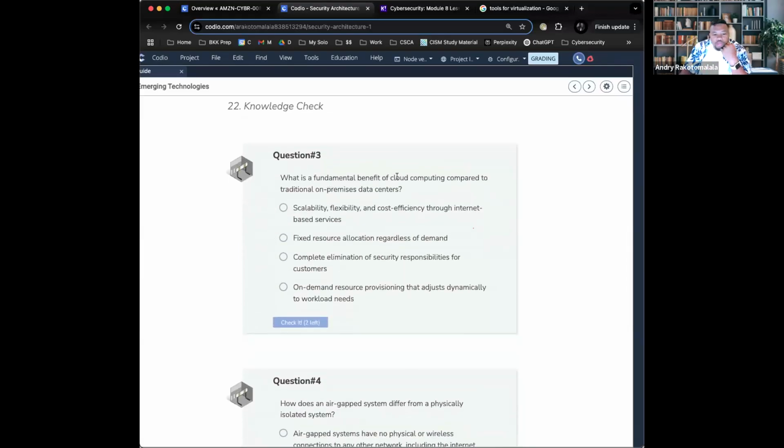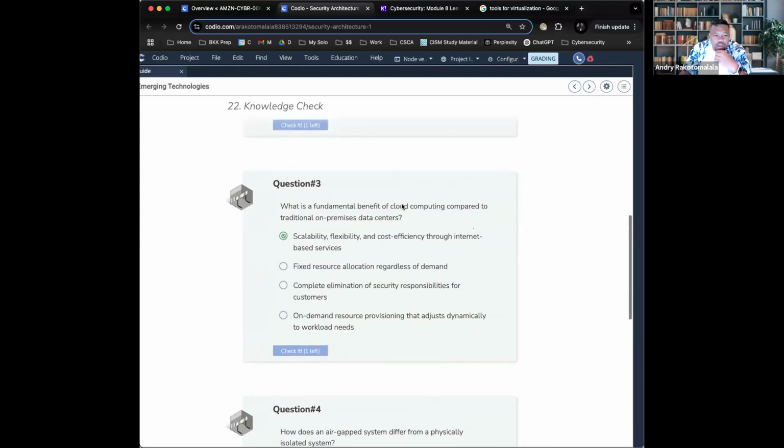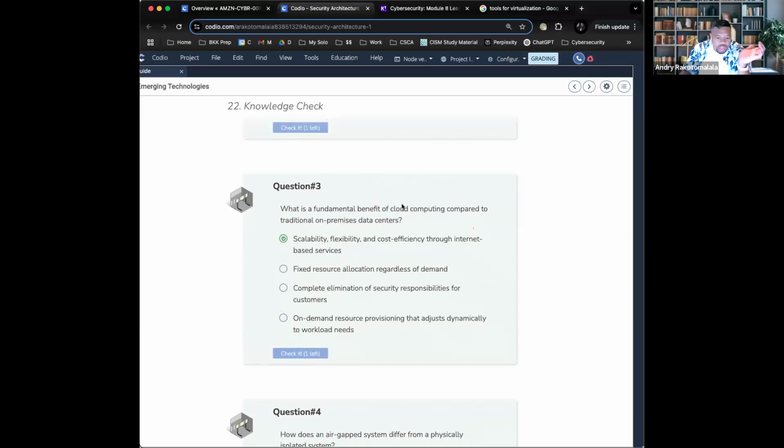What is a fundamental benefit of cloud computing compared to traditional on-prem data centers? What is one benefit? All right, everyone says A again. That is correct. It's more cost effective, it's more scalable, and it has more flexibility. Now, keep in mind though, there is a compromise when you're using cloud computing and implementing the third party. Then you have a shared responsibility.